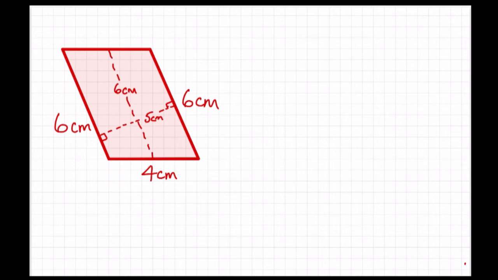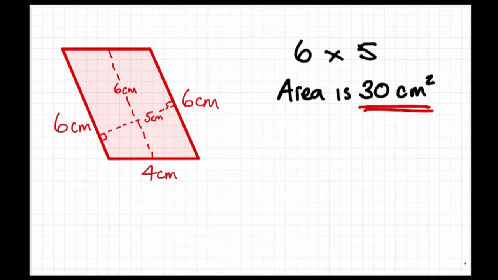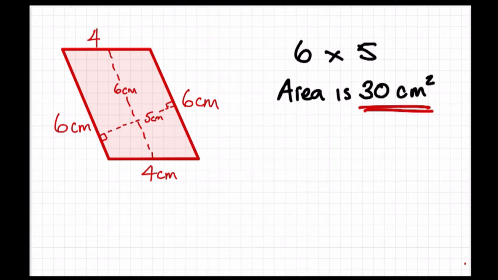So let's get back to business. We now know it's the base, which is 6, multiplied by the height, the perpendicular height, which is the 5. So I multiply 6 by 5 and I get 30, so the area is 30 centimeters squared. And I can underline that. But in this case there's another measurement I can put on. I know that is 4 centimeters as well, because if it's a parallelogram, the opposite sides are parallel and equal.